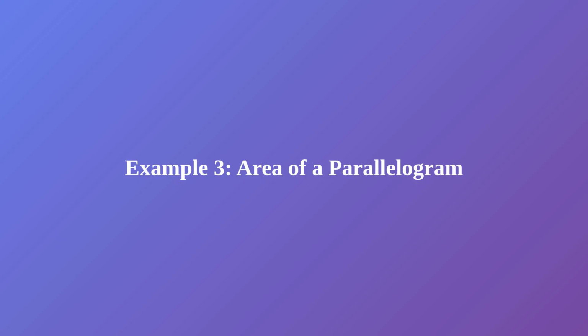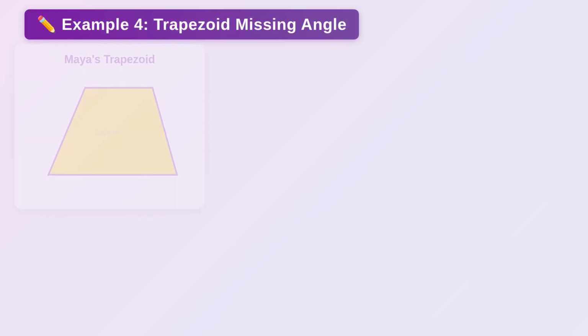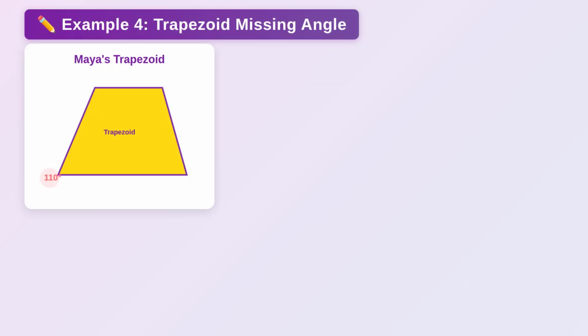Now Maya hits a parallelogram problem. The base is 7 centimeters and the height is 4 centimeters. The height is always the perpendicular distance, straight up and down, not the slanted side. The formula is area equals base times height. So A equals 7 times 4. Let's calculate. 7 times 4 equals 28. The area is 28 square centimeters. Maya's getting faster now. She remembers the height is always the straight-up measurement, not the slanted leg. That's the trick that trips people up. Great job, Maya.